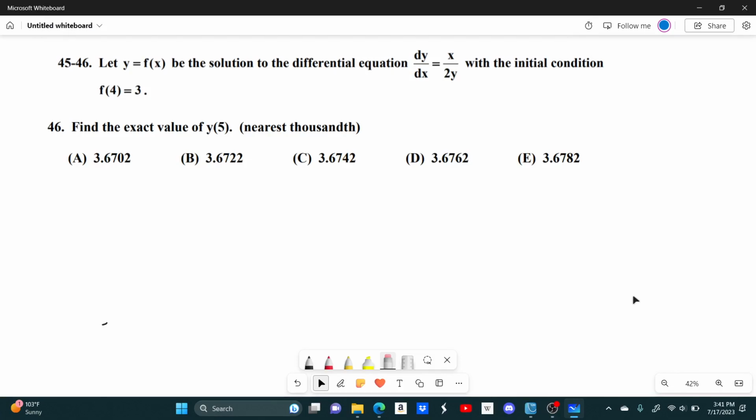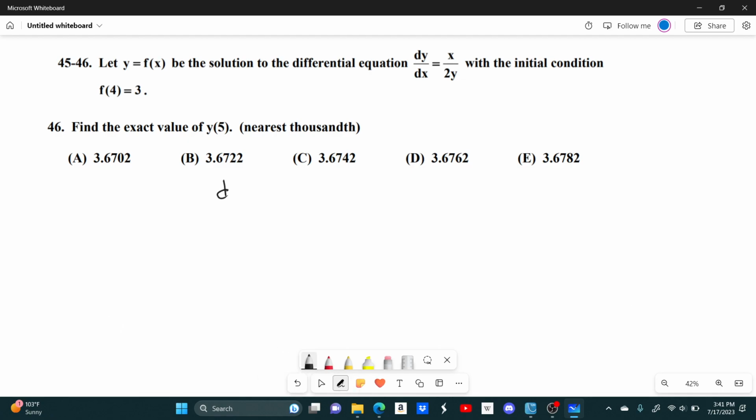Okay, let y equals f of x be the solution to the differential equation dy over dx equals x over 2y, with the initial condition of f of 4 equals 3. We want to find the exact value of y when x equals 5. So we can't use any Euler's method. We're going to have to actually solve this exactly. And the way we're going to do that is by using a tool called separation of variables.